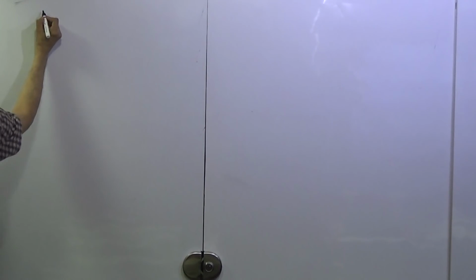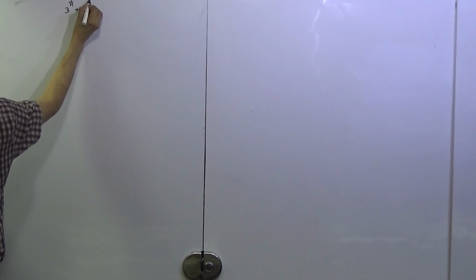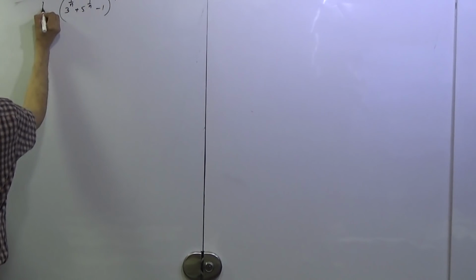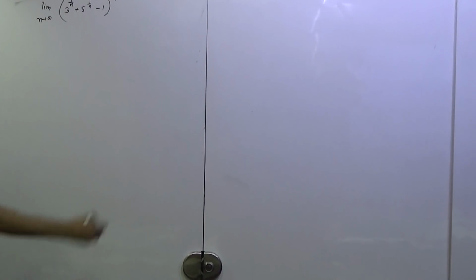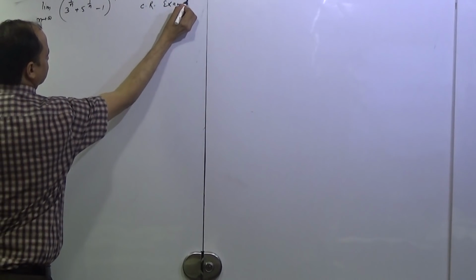Question number 8 is similar to this question. I will not solve this question. In fact, I will give you a hint. 3 to the power 1 by n plus 5 to the power 1 by n minus 1, raised to power n, for limit n approaching infinity. This is a classroom example. You should try this. This question and the given question are the same. Let us try.